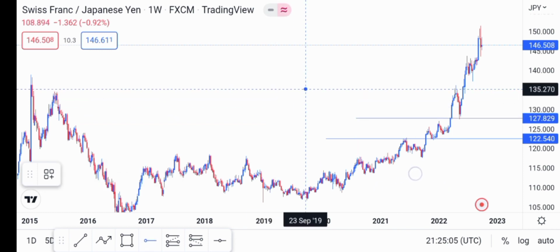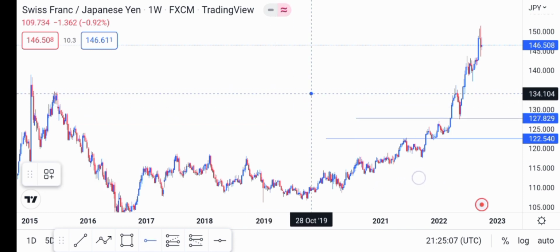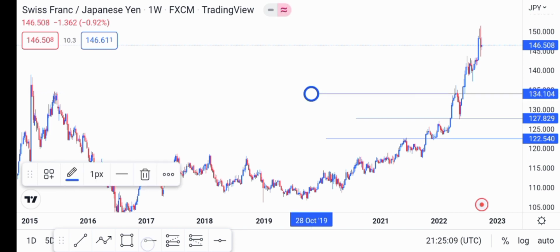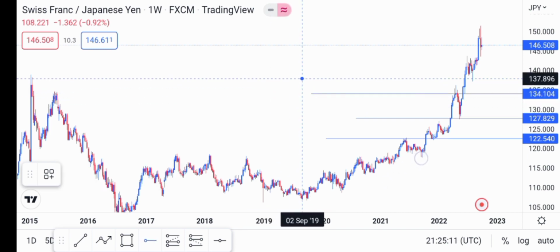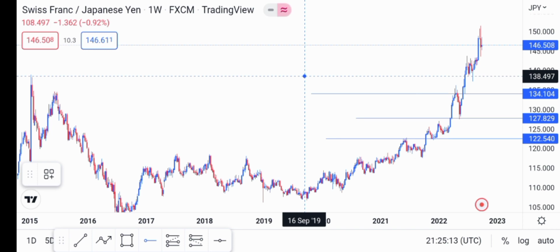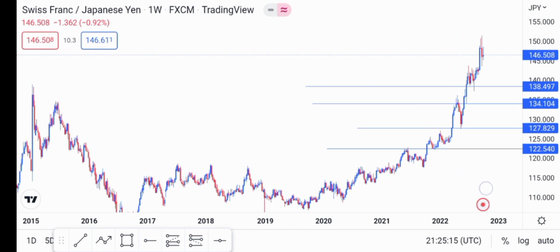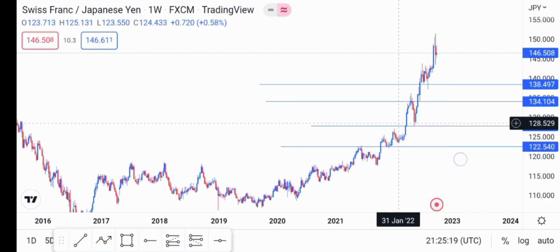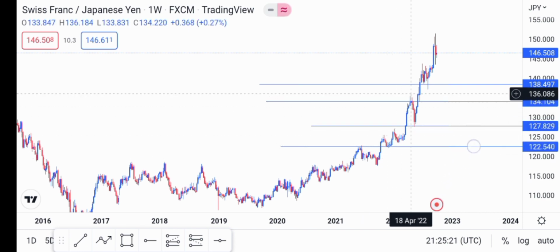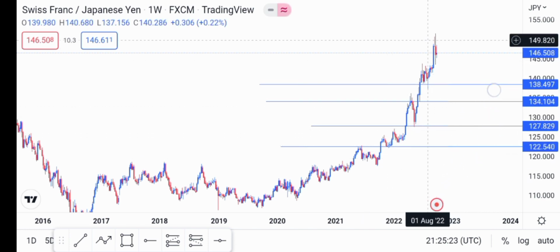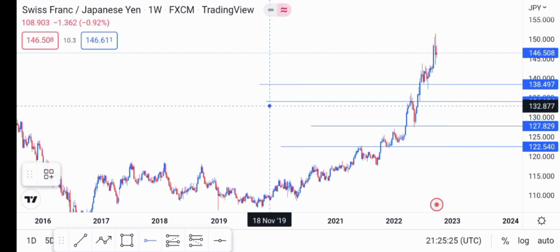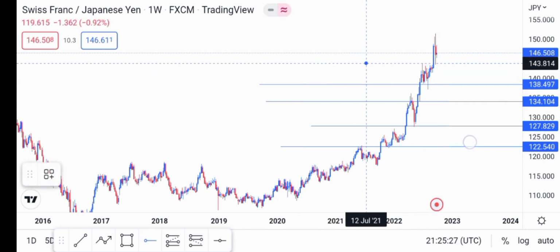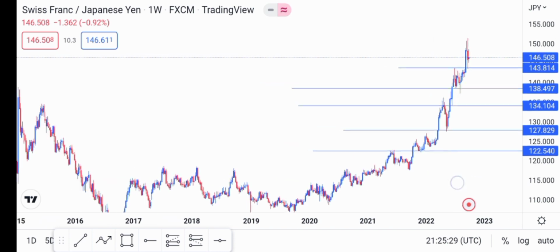Okay, and as you can see right over here again, right over here again. So as you can see, the way this market has been moving has been pushing to the upper side, push, correction, push, correction. So here again, I can see a bit of correction right over here. So this is what I have.